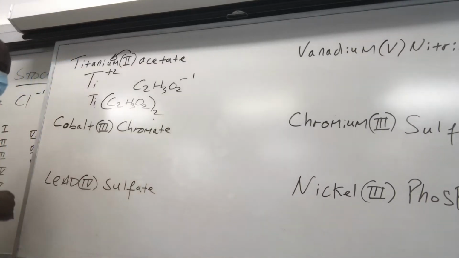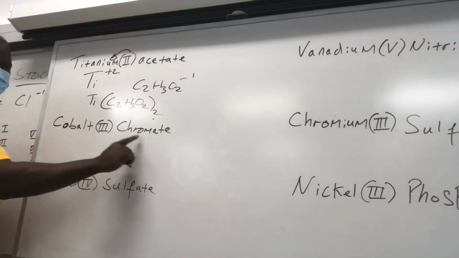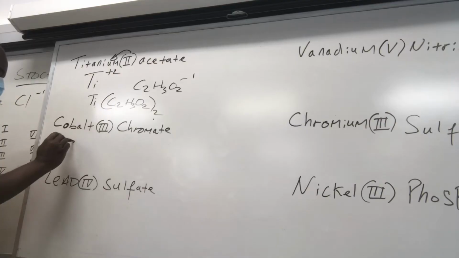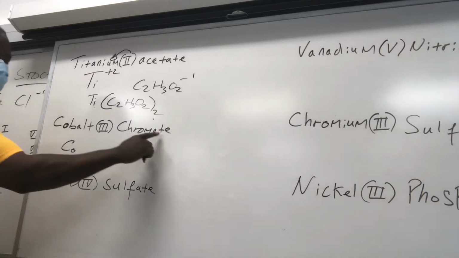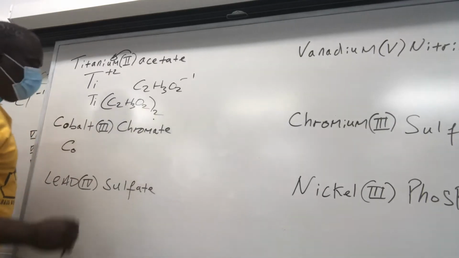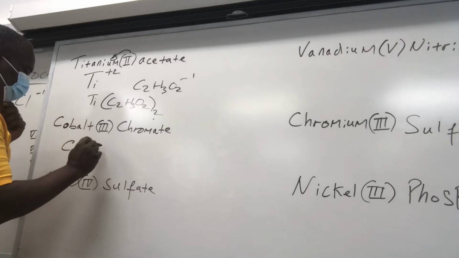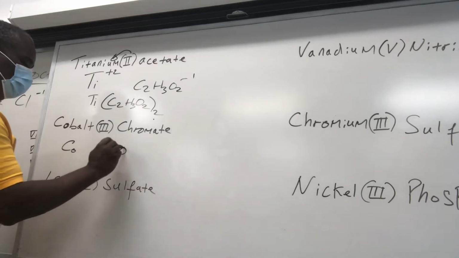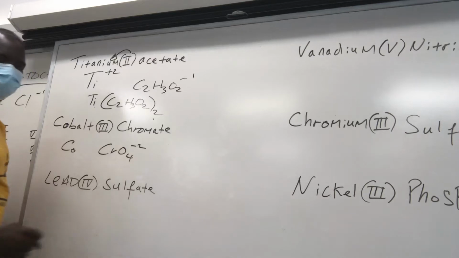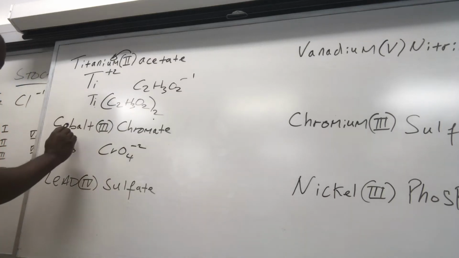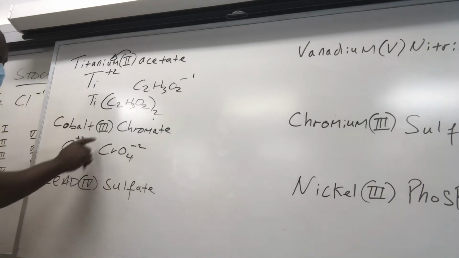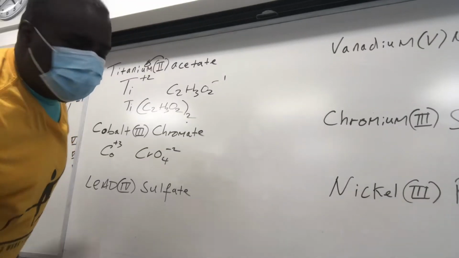Okay, next one. Cobalt 3 chromate. You write Co down, that's cobalt. Ate or ite, look on table E. Now chromate just so happens to be what? CrO4, right? The 2- charge. So cobalt is +3. How do I know? Because of Roman numeral 3, right? Okay, so don't mess that up.